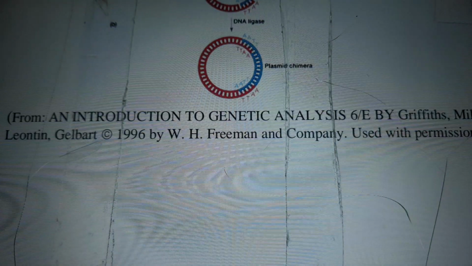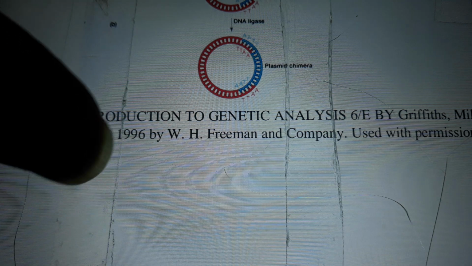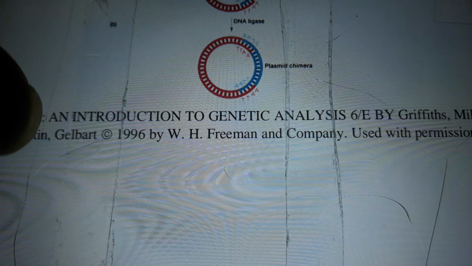This is from An Introduction to Genetic Analysis, 6E, by Griffiths, Miller, Suzuki, Lewontin, Gelbart, copyrighted 1996 by W.H. Freeman and Company, used with permission. Credits to all of them, and thank you so much.